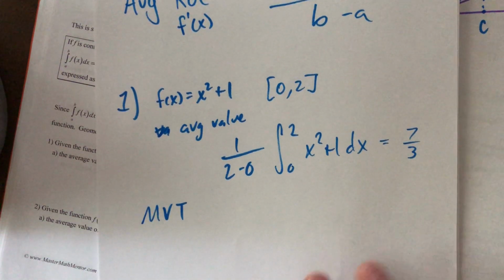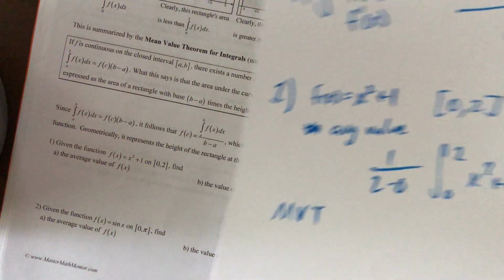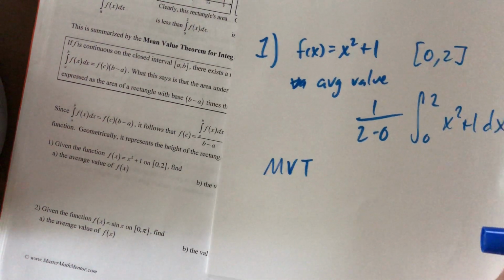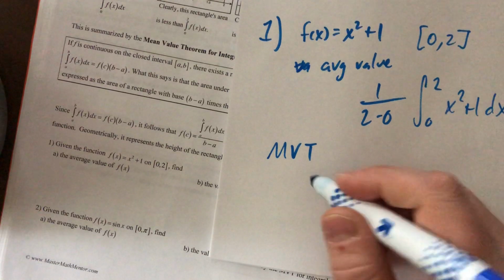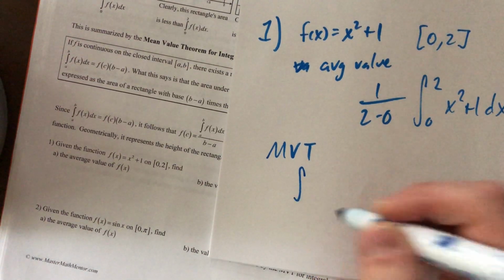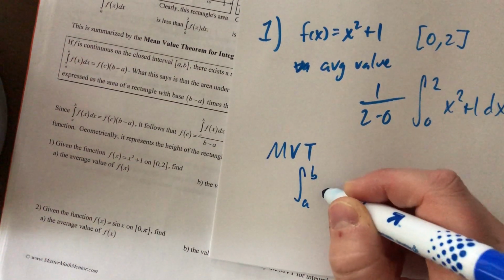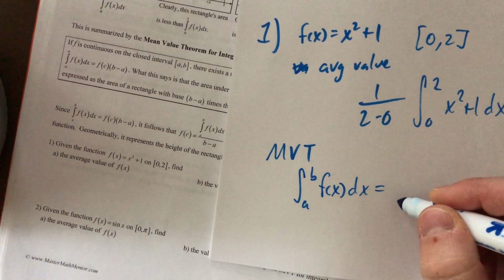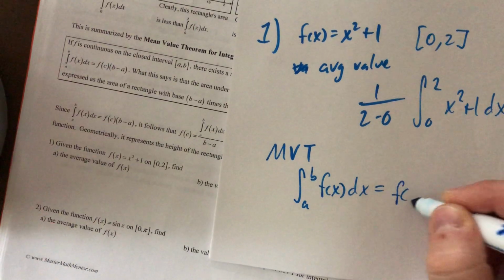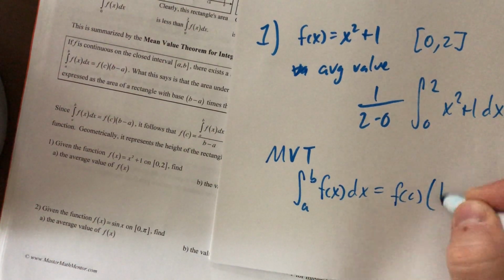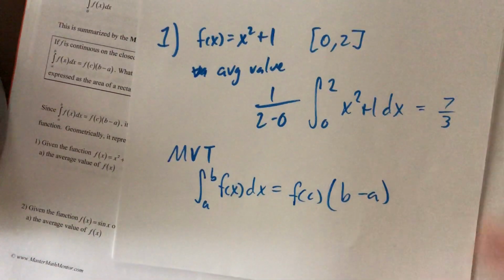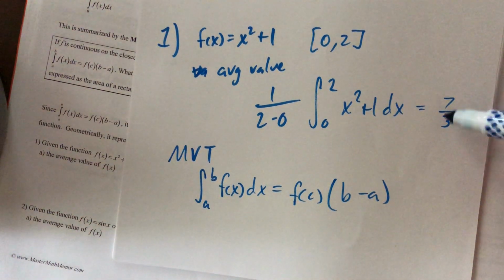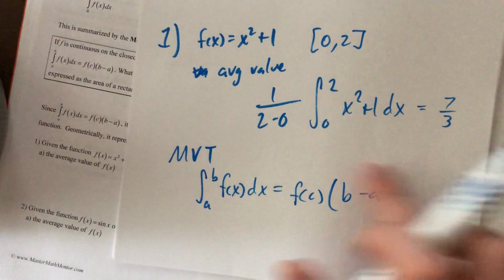Mean value theorem for integrals is very, very similar to average value in its formula. So the mean value theorem says go from a to b of f of x dx, and that's going to be equal to f of c times b minus a. It's just that this is going to be an unknown and this is going to be moved over here.